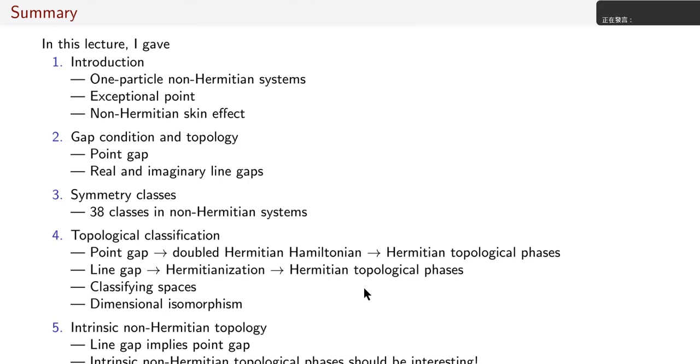The topological classification in point gap systems is super interesting, as I explained. But we have to extract very interesting non-Hermitian topological phases by using a map from line gap topological phases to point gap topological phases. As a result, we get the classification table of non-Hermitian topology. Okay, that's all. Thanks for listening.